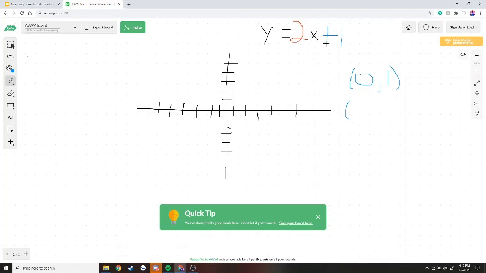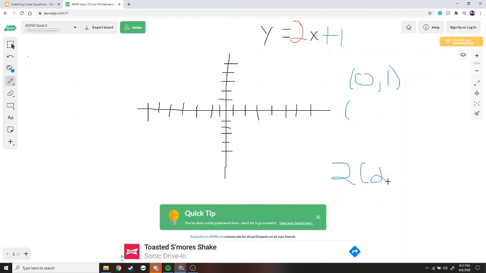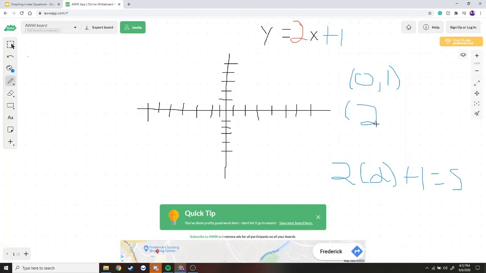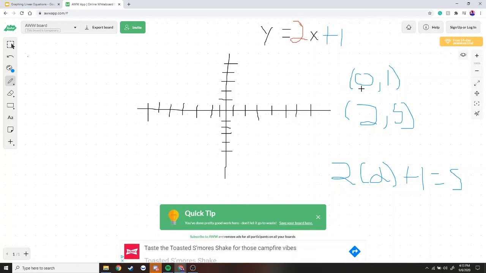So let's say we plug in 2. Well, 2 times 2 plus 1 is equal to 5. So that means our x will be 2 and our y will be 5. Here we have 2 points: 0, 1, so 0 on the x and 1 on the y, and then another point, 2, 5, so 2 on the x and 5 up. Now all we have to do is connect the dots with a line, and draw an arrow on both sides showing it's continuous. And that's it, there you have it.